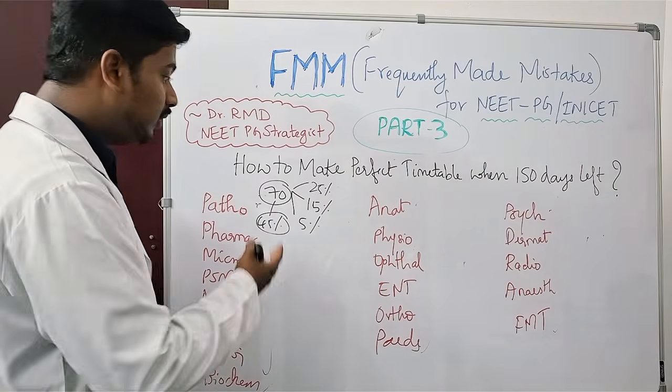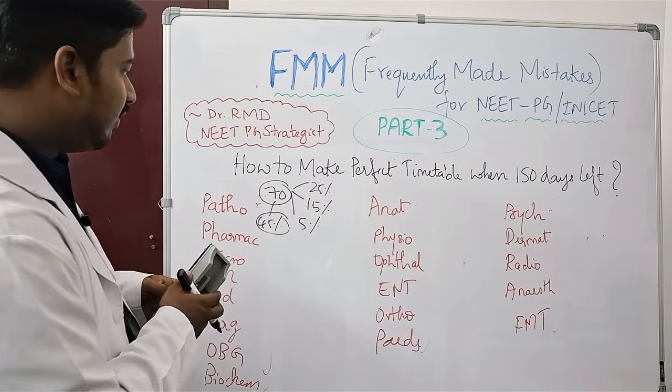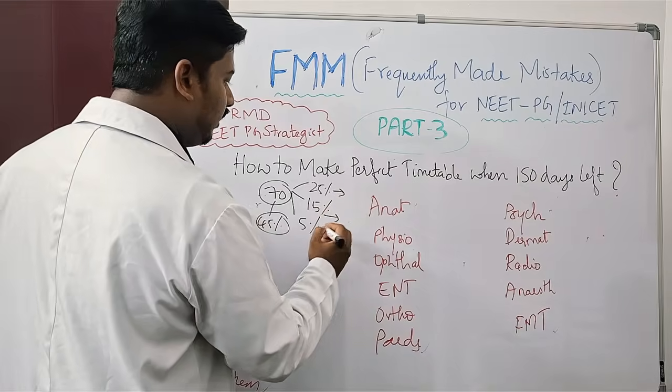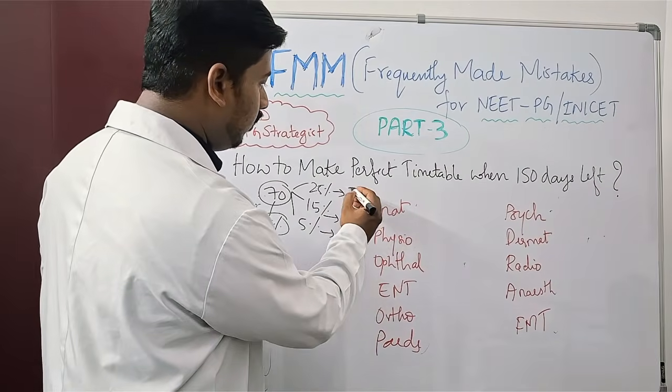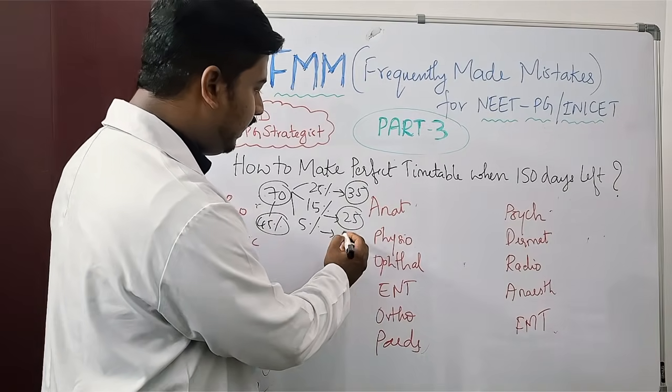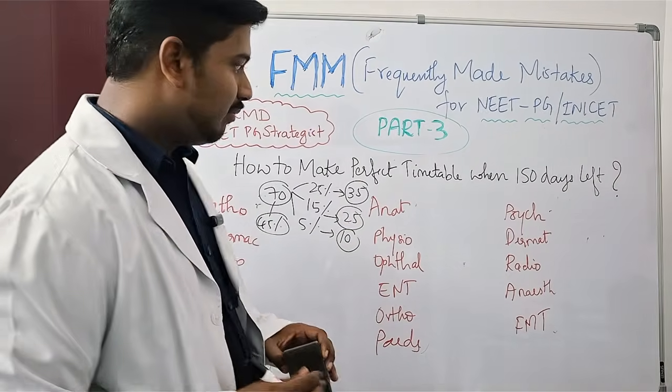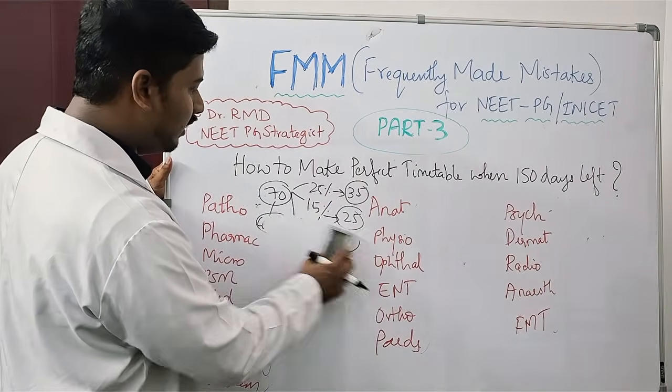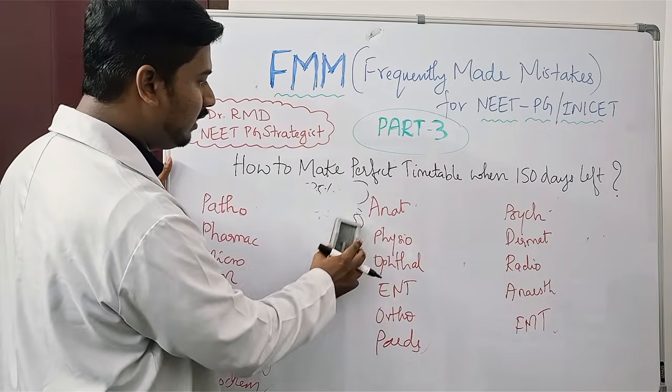As a result, we have a total of 70 days. These 70 days will be divided approximately into 35 days for first revision, 25 days for second revision, and the last 10 days for the final revision. So now you have the number of days. Now you will calculate how many days are required for each subject.